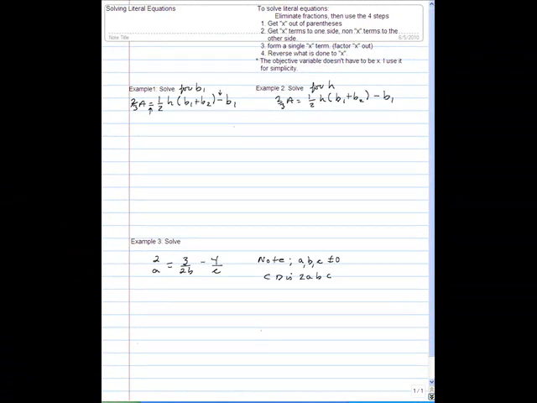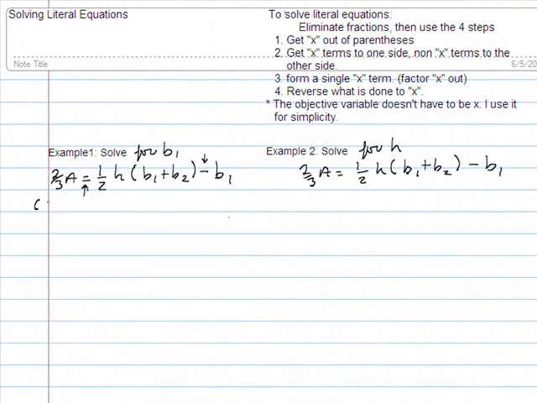The common denominator is 6. You multiply every term, and there's 3 of them. You multiply every term by the common denominator, so that'll be 6 times 2/3 a is equal to 6 times 1/2 h (b1 plus b2) minus 6 times b1.